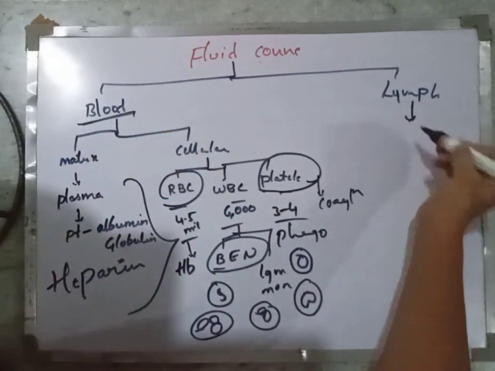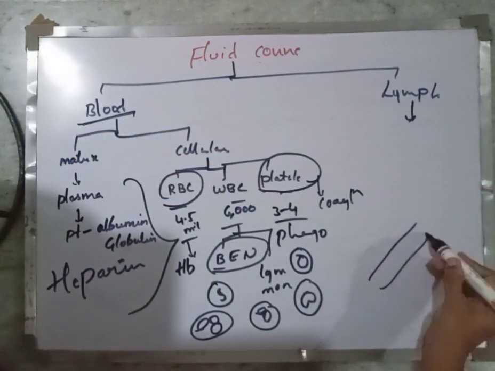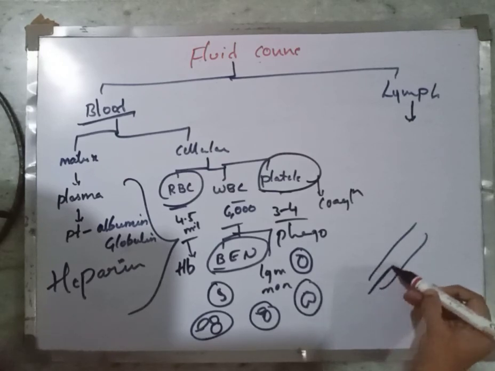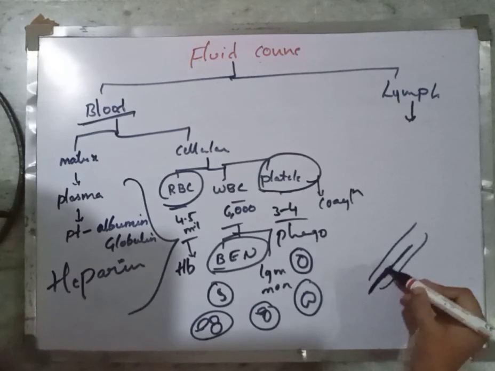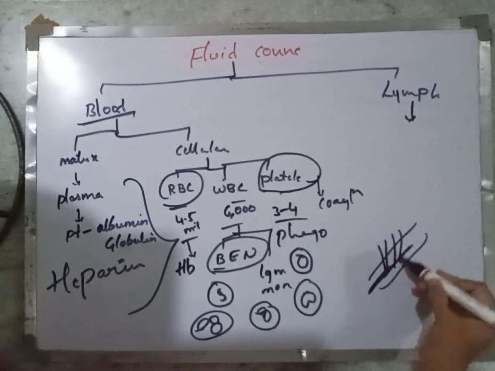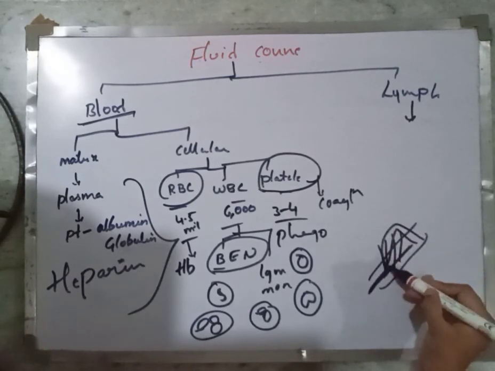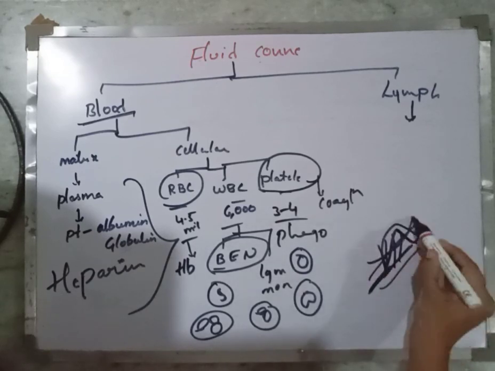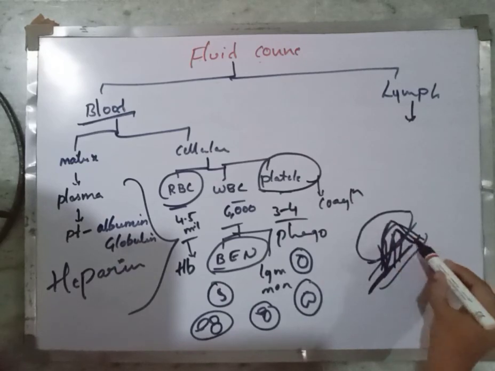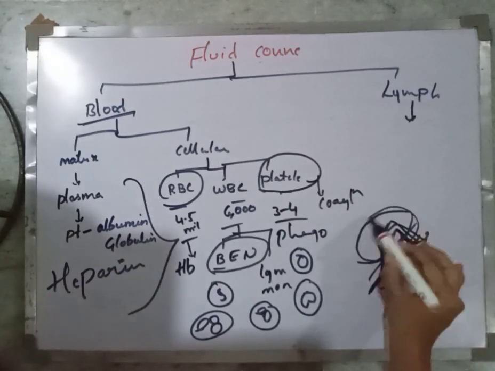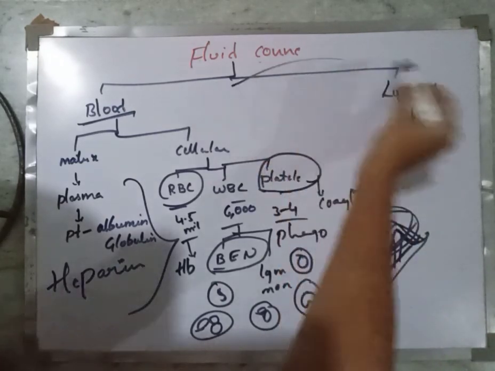Whereas the lymph: in the blood vessels, blood passes through the blood vessels. During some conditions, some of the blood enters the interstitial spaces and again enters into the blood vessels. The fluid that entered into the interstitial spaces and again entered into the blood vessel is called the lymph. So this is about the fluid connective tissue.